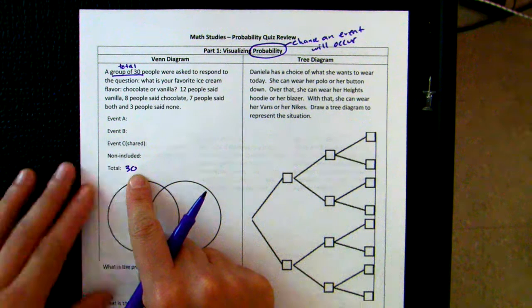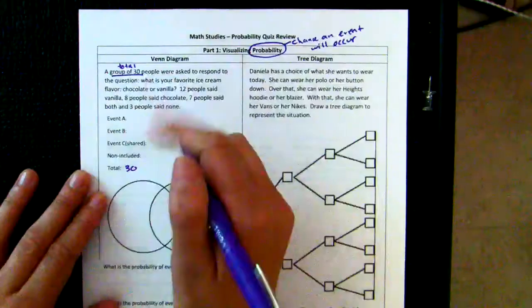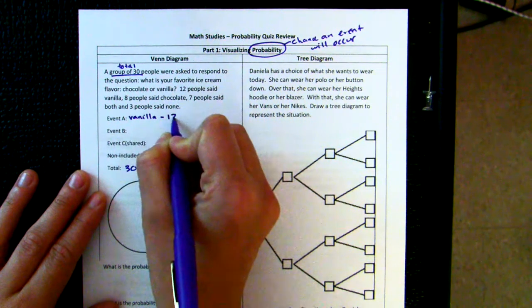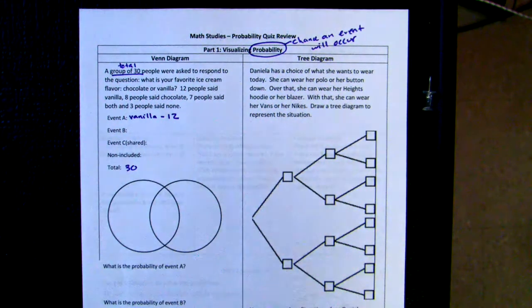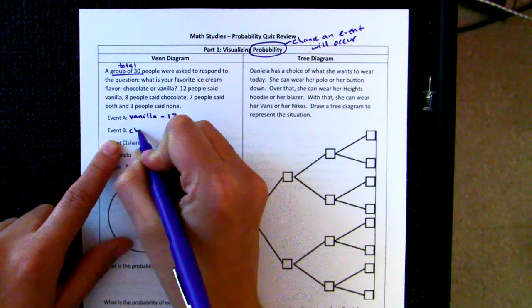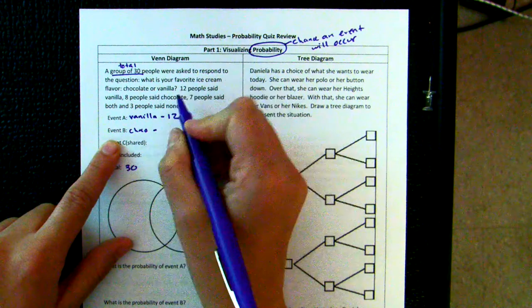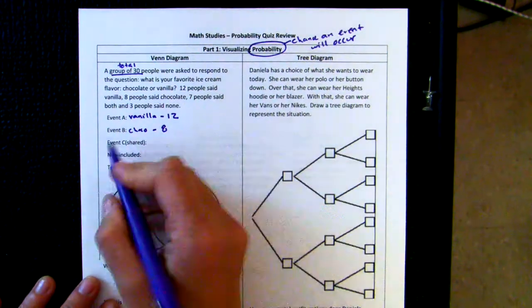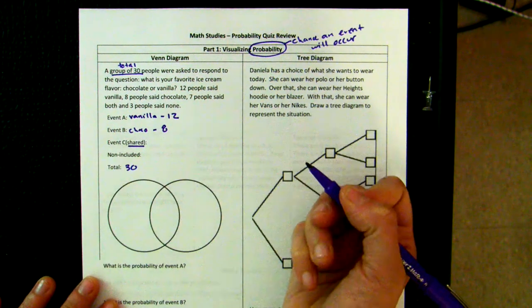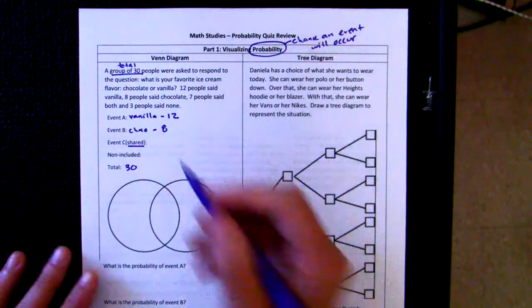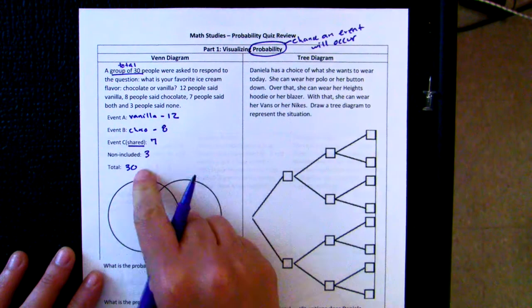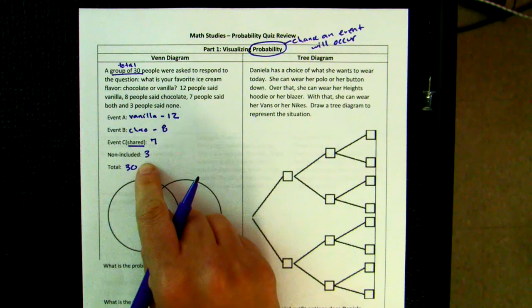Okay, what is your favorite ice cream flavor? 12 people said vanilla. So event A is vanilla, and there's 12 people. There are 12 people that said vanilla and only vanilla. Event B is chocolate, and there are 8 people that said chocolate. 7 people said both. This is our shared event, both chocolate and vanilla. So 7 said that. And then not included, 3 people said none. They don't like chocolate or vanilla.